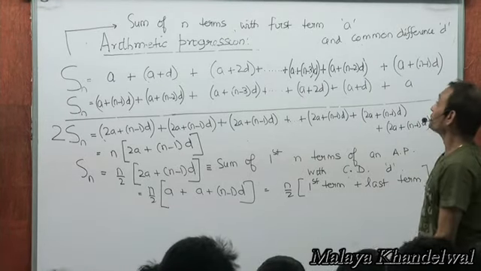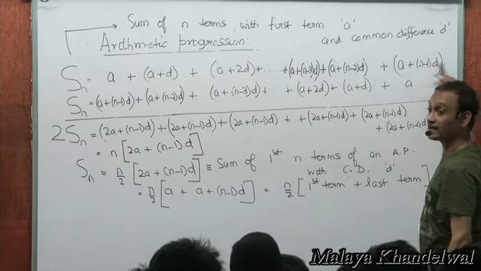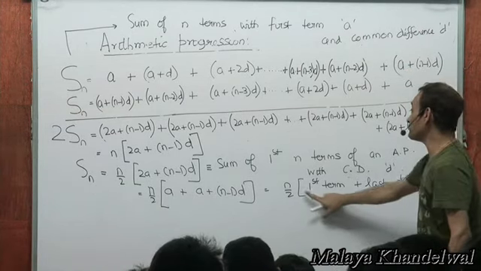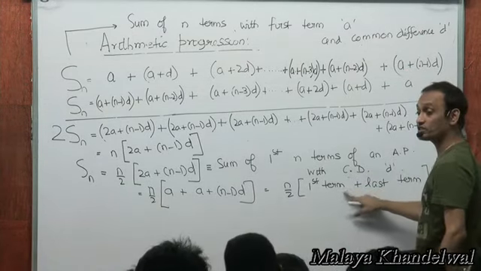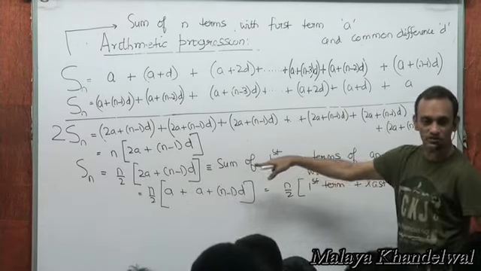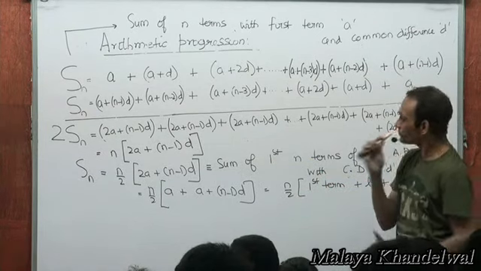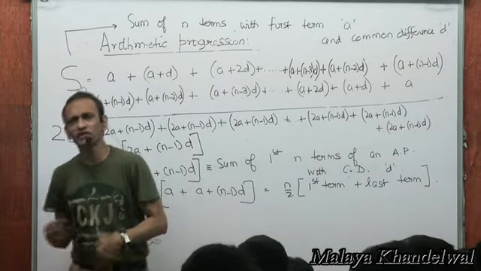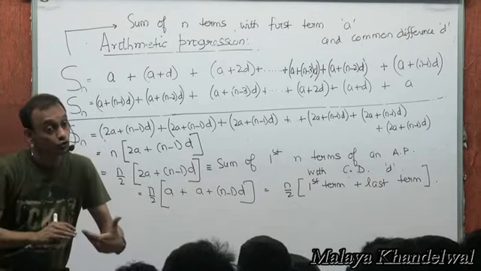Right? So the nth term of the sequence is a plus n minus 1 into d. Sum of the first n terms is n by 2, first term plus last term, or n by 2 into 2a plus n minus 1 into d. Right? Okay. Now, there are a host of other things that I'll tell you, but let me also introduce GP.